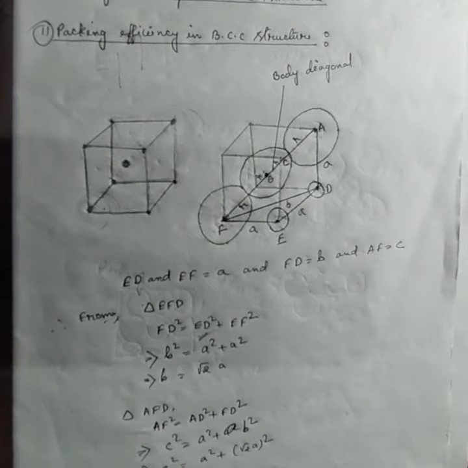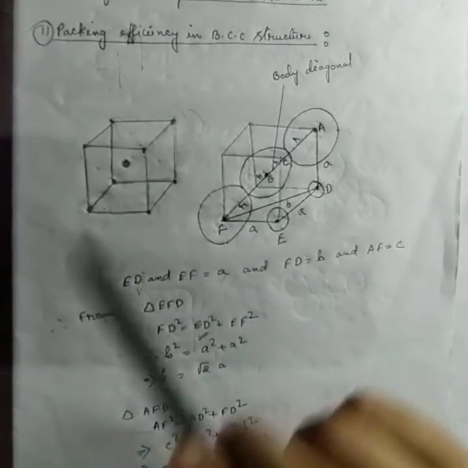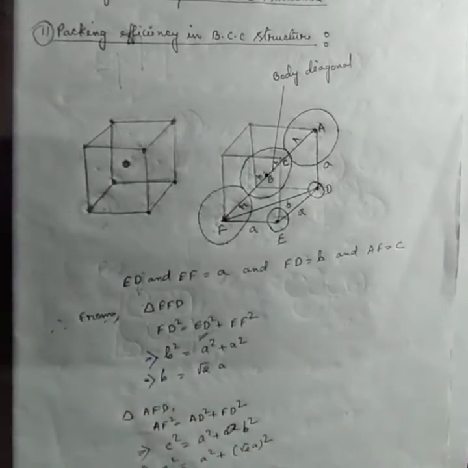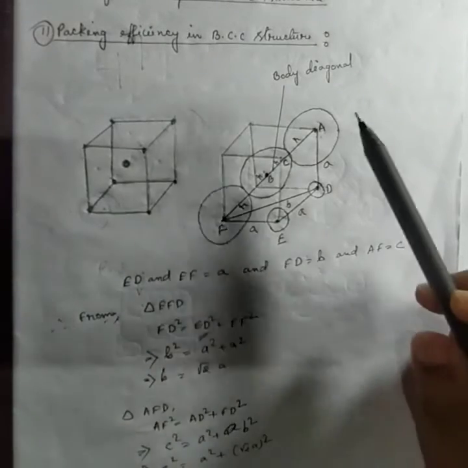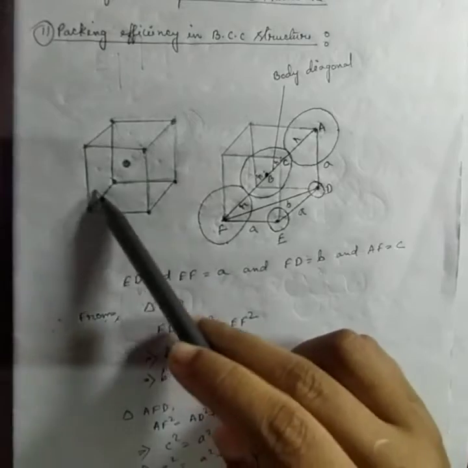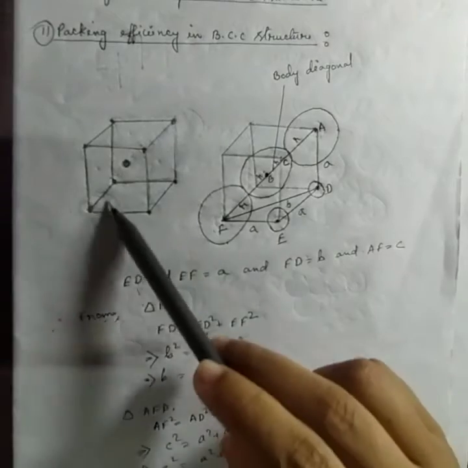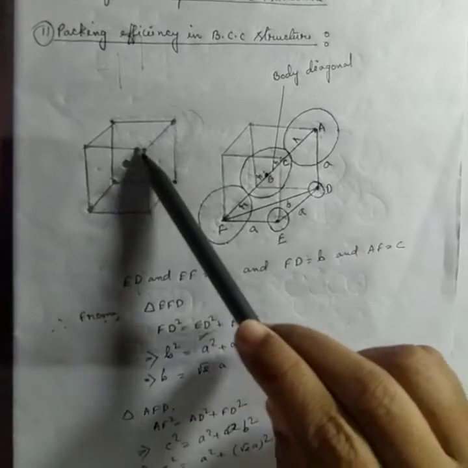Now for determining the packing efficiency in BCC structure, you have to connect any two corners from the cube. You can connect this corner with this corner, this corner with this corner, or any other corner. So for our study we will connect this corner with this corner. That means the particle of this corner with the particle of this corner. Now for connection, that means to connect F with A, you have to go through this particle, that means this middle particle.